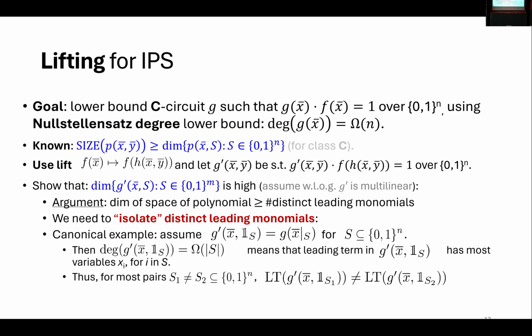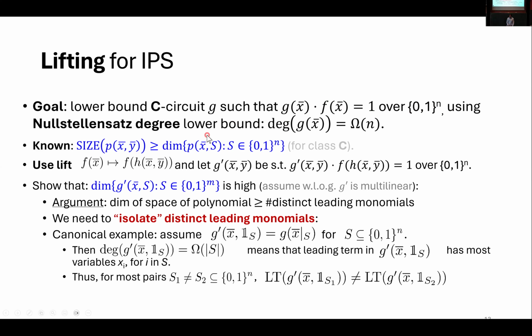Okay, the goal is this. We want to know about a circuit G, a circuit from class C that computes G, such that what we know about G is the following. G is basically the IPS refutation. G times F equals 1 over the Boolean cube. And we want lower bounds. Remember, in the functional lower bound, we have only a single axiom. So we know that this is true. This is the refutation, modulo the Boolean axioms.